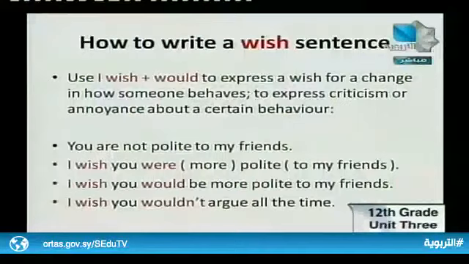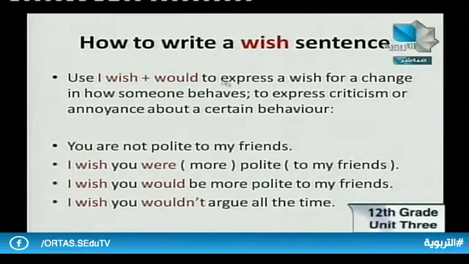First of all, we can use wish with would to express a kind of change, annoyance, criticism. Example: you are not polite to your friends. I wish you would be more polite. You are not cleaning well. I wish you would be more tidy. I wish you wouldn't argue all the time.